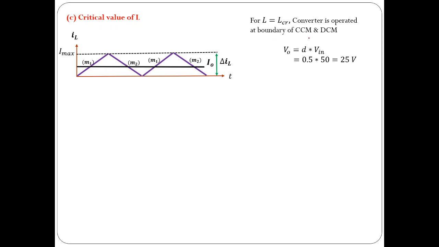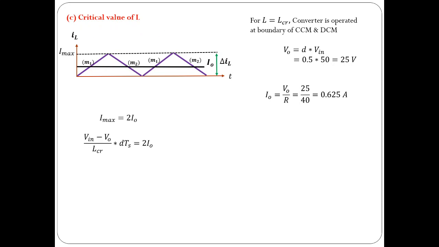So under this condition, you can use this formula to find out the average voltage across the load. So that is equal to D into Vin. D value is given and Vin is given. So D now is 0.5 and Vin is 50. So V naught is equal to 25 volts for this particular boundary condition. And what is I naught? I naught is equal to V naught by R, 25 by 40, that is 0.625.